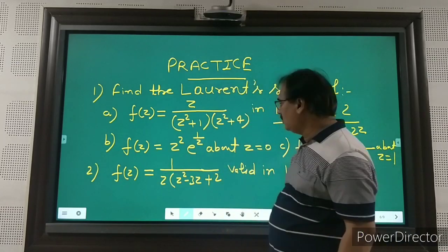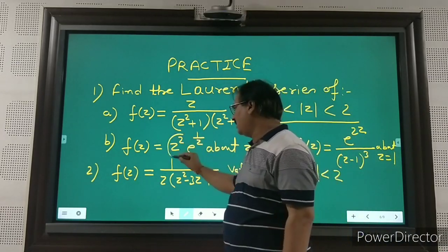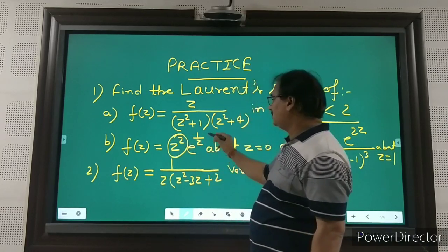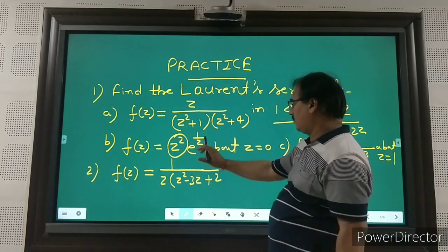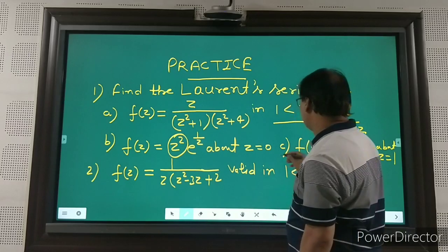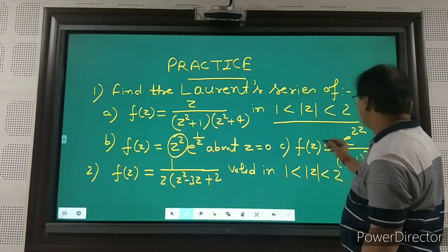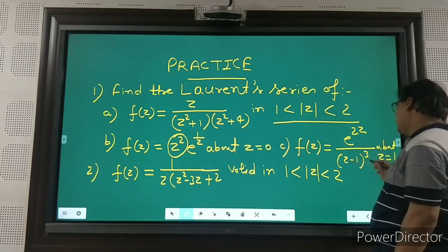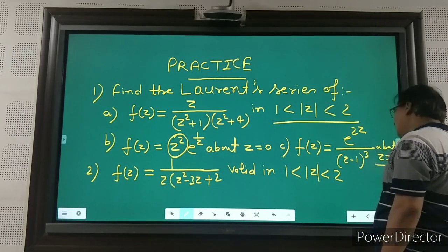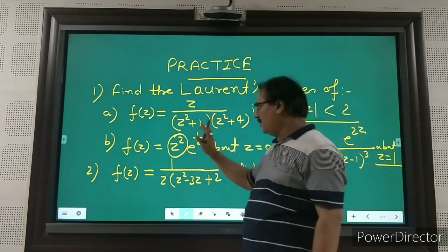The second problem is different. Here I have given you one function, which is z square times e raised to power 1 by z. This is a very nice problem. About z equal to 0, you have to find the Laurent series. Then see f(z) is equal to e power 2z divided by (z minus 1) whole cube, about z equal to 1. It may be solved.